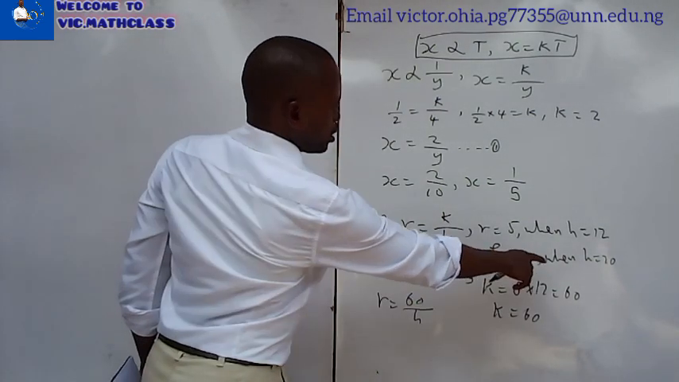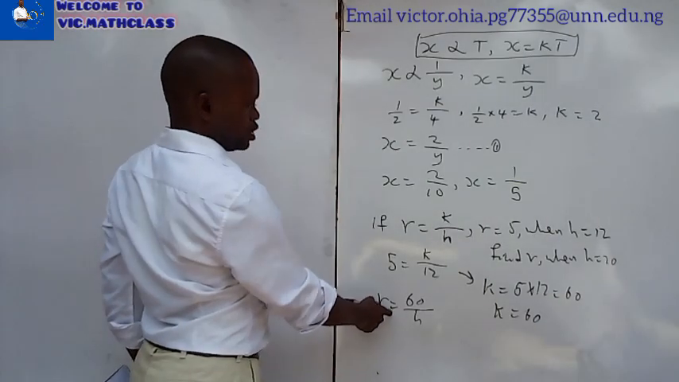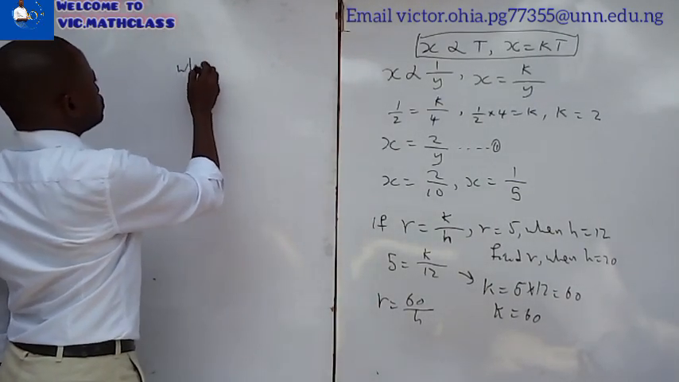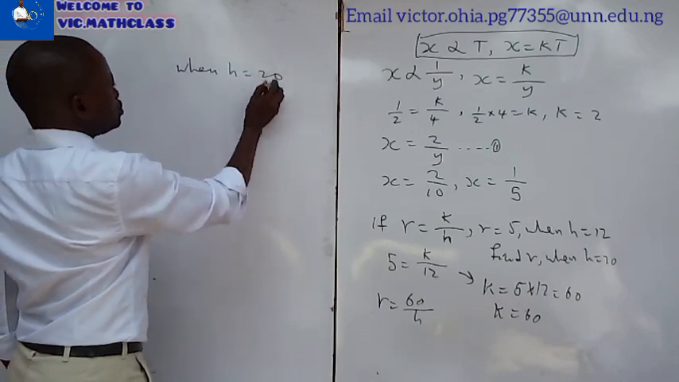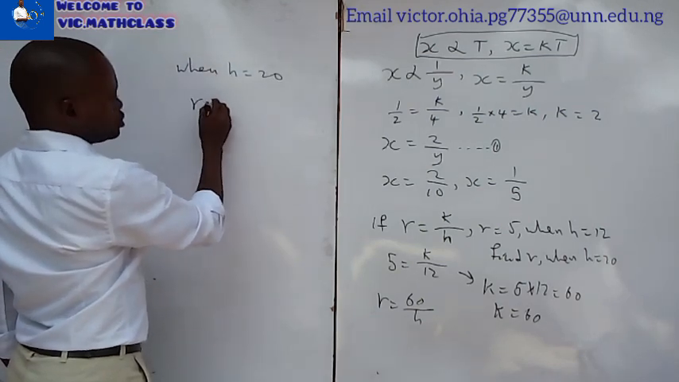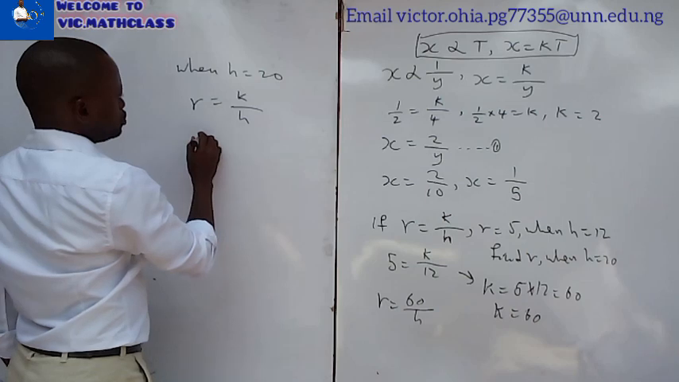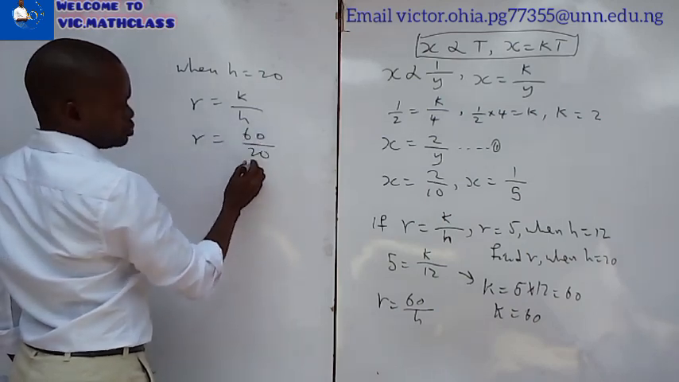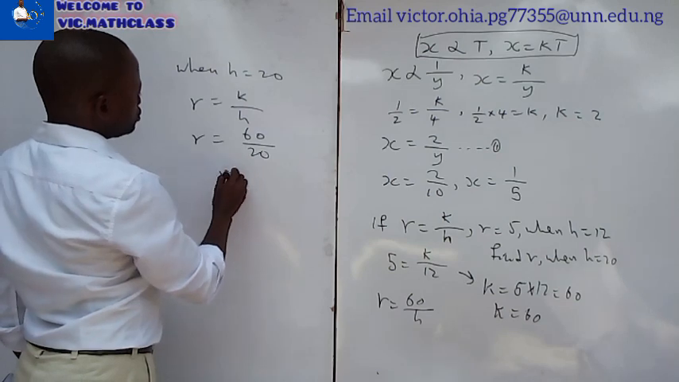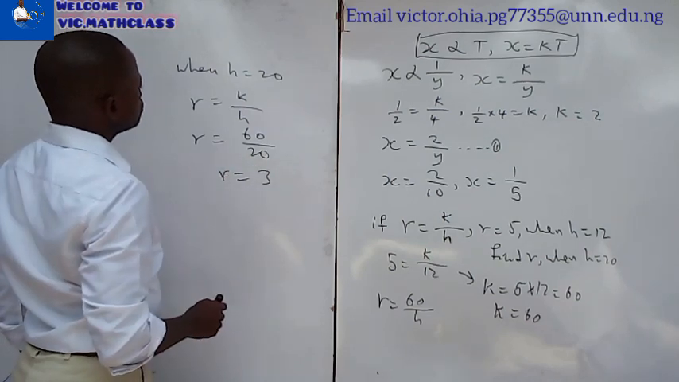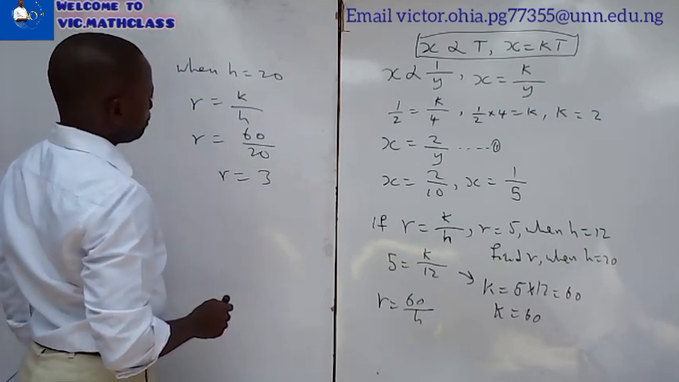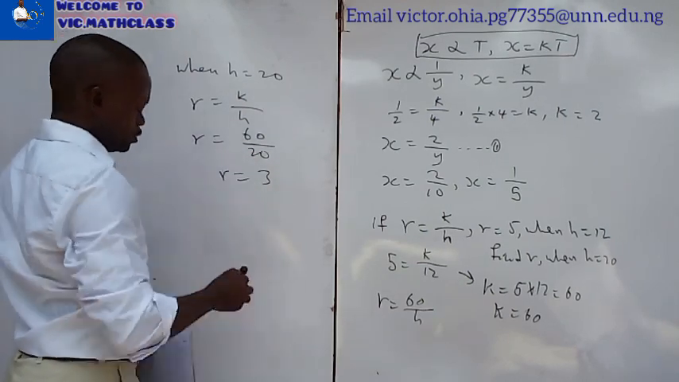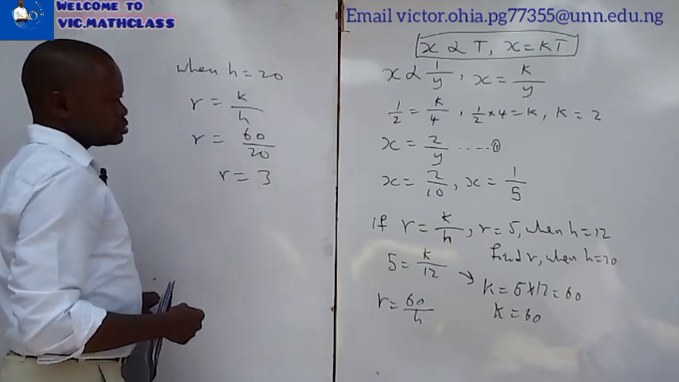So they now say find r when h is 20. When h is 20, r, which equals k/h, will be r = 60/20, and r equals 3. I hope that is clear. When h is 20, make a replacement for h here, and then you get the value.